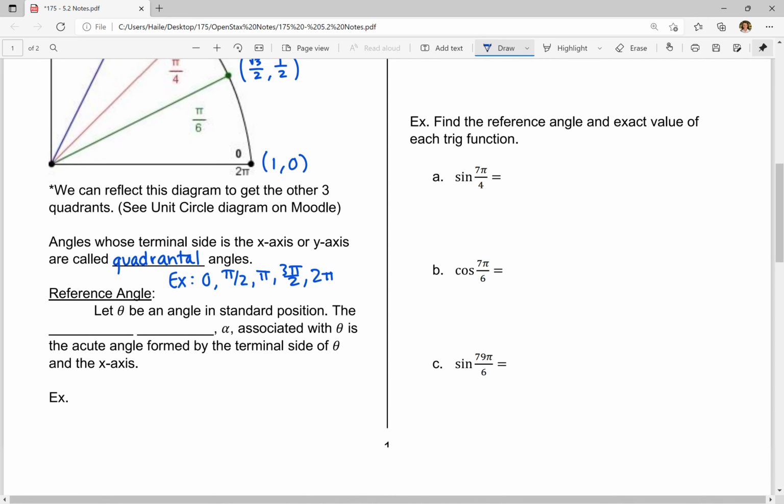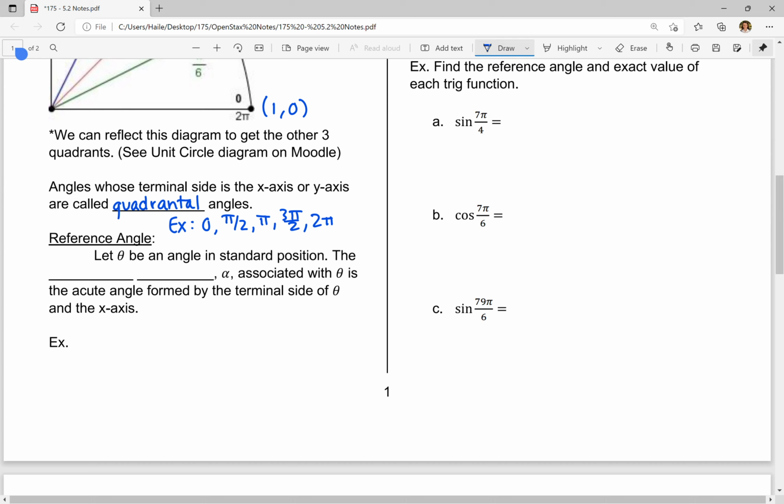Another concept that is very important is what we call a reference angle. A reference angle is basically a tiny angle that tells you all the same information as your original angle. So we're going to let theta be an angle in standard position. Remember, that just means that the vertex of your angle is the center of the circle at 0, 0. The reference angle, which we typically call alpha, is the acute angle formed by the terminal side of theta and the x-axis.